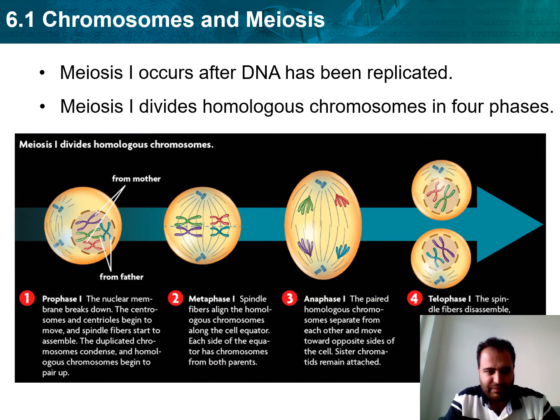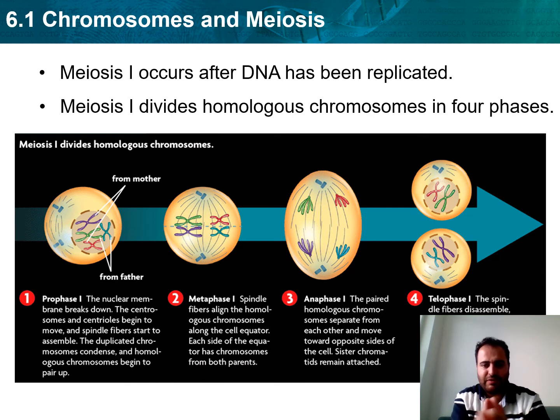So this is meiosis 1. Take a few minutes to read what happens in each phase. Again, we are recalling this information. Meiosis 1 occurs after DNA has been replicated. Here we are speaking about S phase and interphase. Meiosis 1 divides homologous chromosomes in 4 phases.